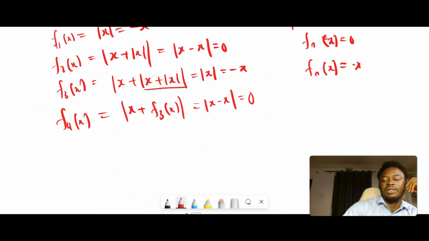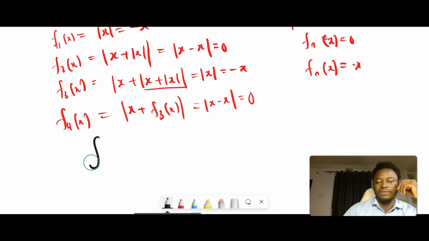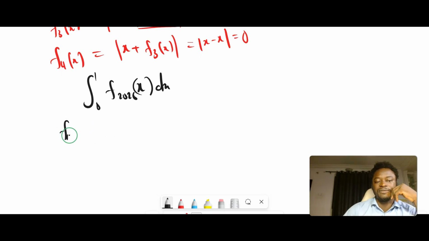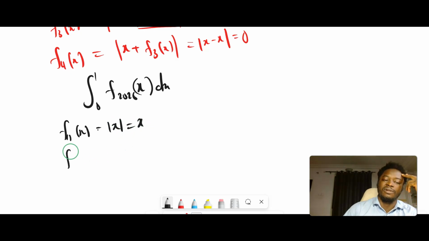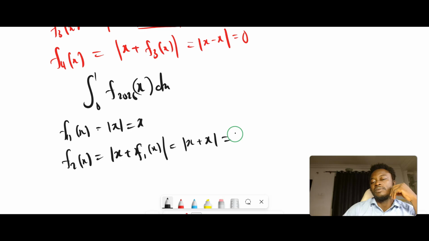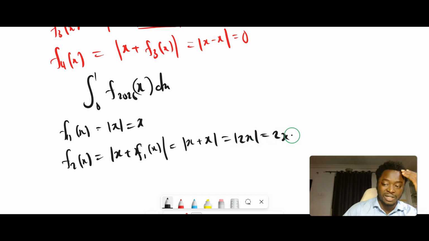So basically, our question is now reduced to finding the integral from 0 to 1 of f sub 2026 of x dx. Now, in this case, x is bigger than 0. Say f sub 1 of x is absolute value of x, which is x. Now f sub 2 of x is absolute value of x plus f sub 1 of x. So that would be absolute value of x plus x, which is absolute value of 2x, and which is basically 2x, because here we take it for granted that x is positive.